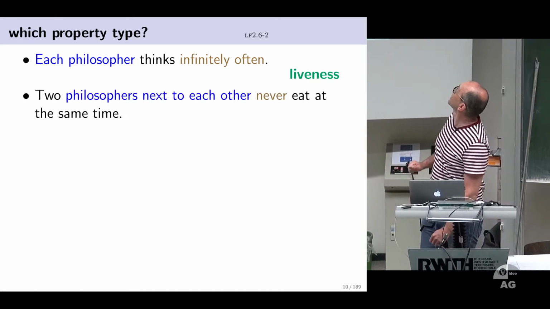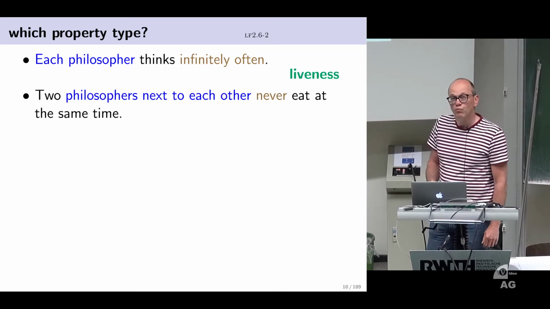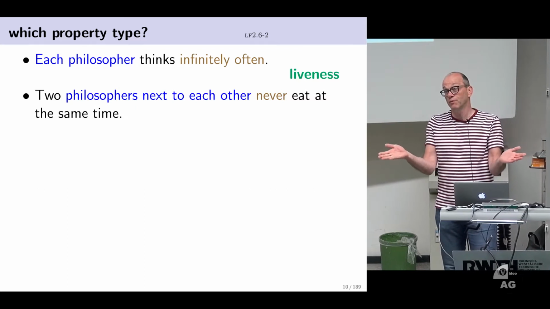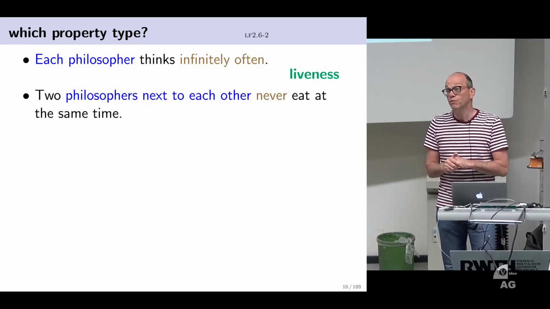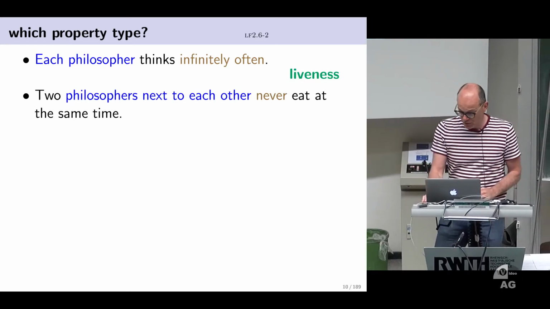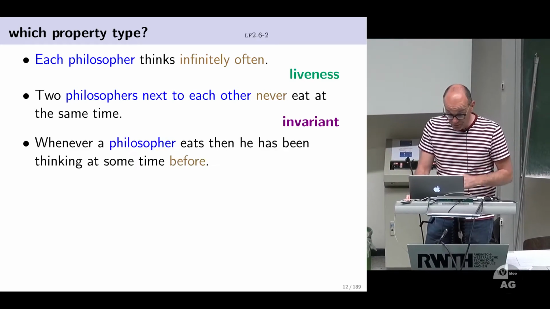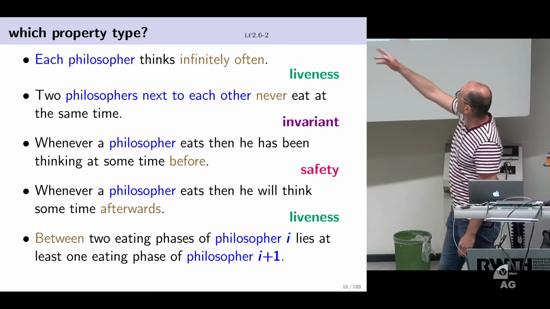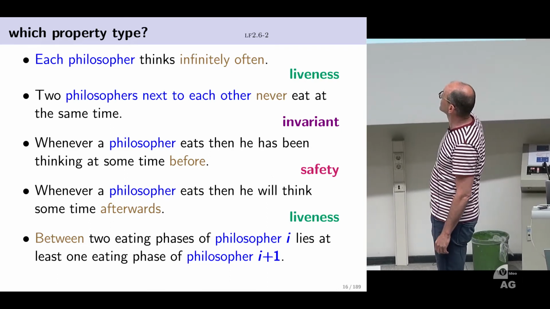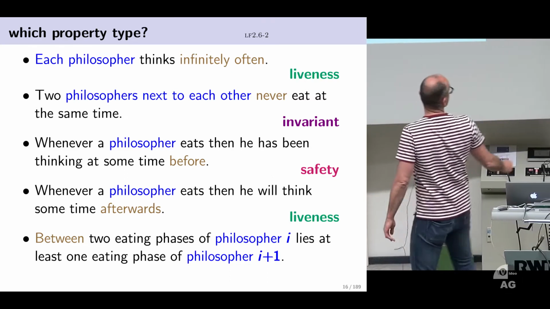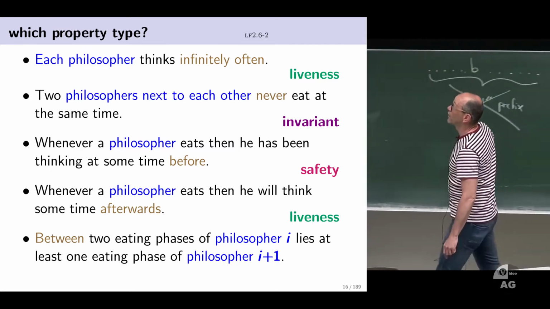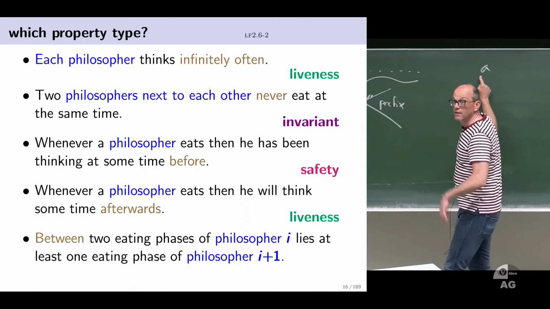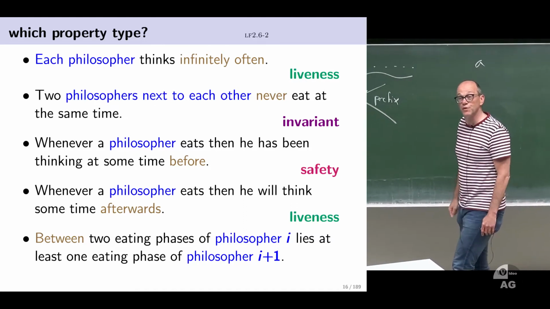Two philosophers next to each other eat at the same time. This is something where you can provide me a counterexample by means of a finite prefix, namely you gave me a finite prefix where this is not true. So this is an invariant, and that's a safety property. And there are several others, like a safety, a liveness. Whenever a philosopher eats, then he will think sometimes afterwards. This sometimes afterwards is similar to this example here: whenever a philosopher eats, B, then he will think, A, eventually. That's exactly the same scenario as we just have seen.